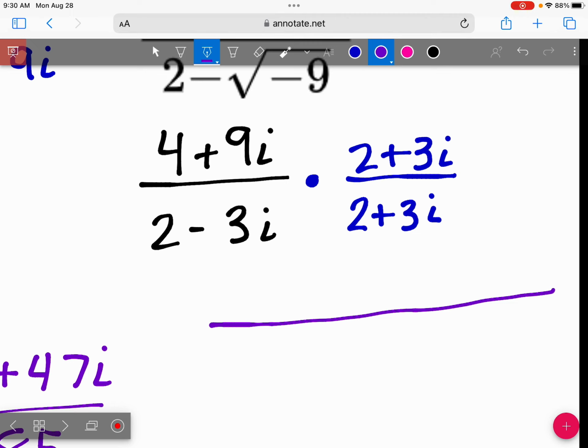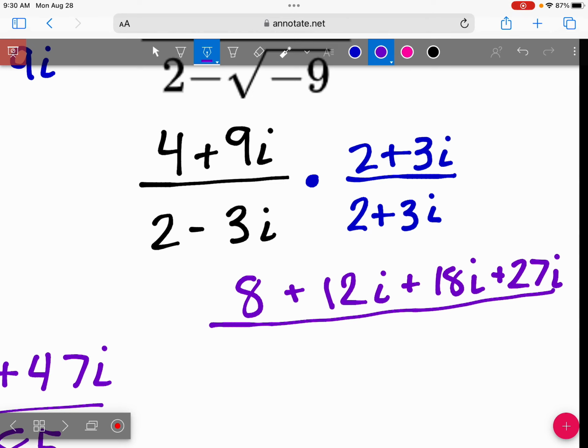When we multiply that out, 4 times 2 gives us 8. 4 times 3i gives us 12i. 9i times 2 gives us 18i. And 9i times 3i gives us 27i squared.